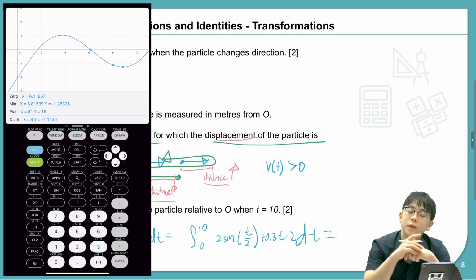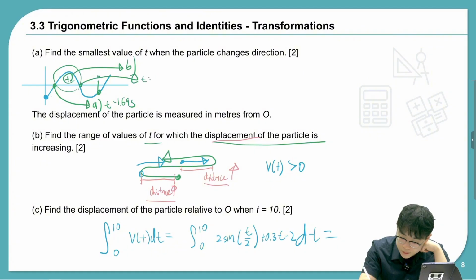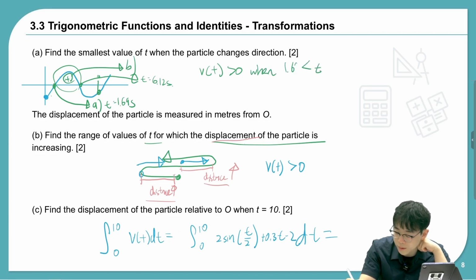So the other 0 happens at 6.12 seconds. Right? So this is when t is 6.12 seconds. So the velocity is positive, and the displacement is therefore increasing when t is between 1.69 seconds and 6.12 seconds. Okay.